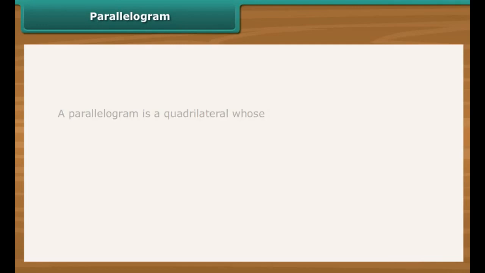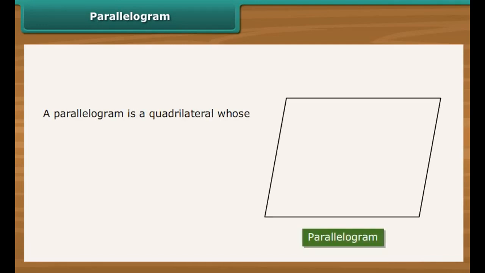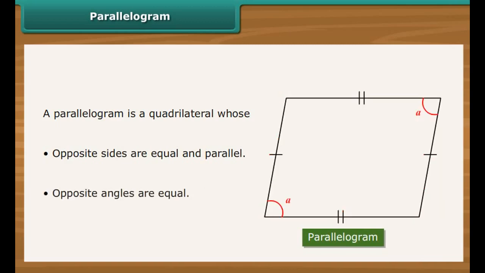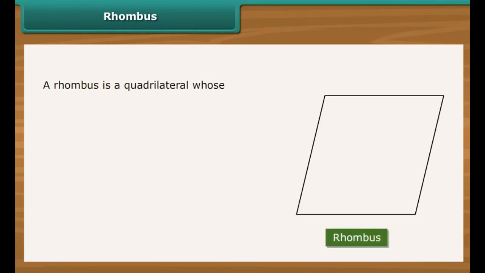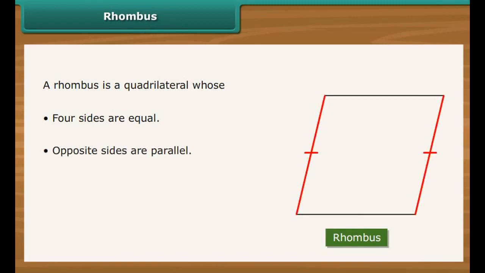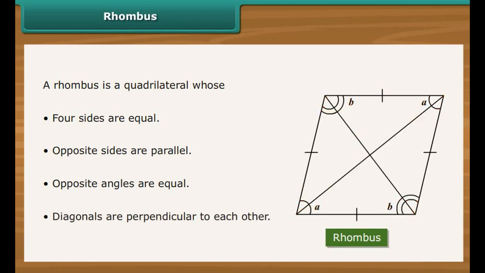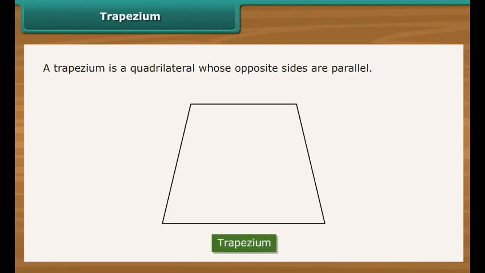Parallelogram. A parallelogram is a quadrilateral whose opposite sides are equal and parallel, whose opposite angles are equal. Rhombus. A rhombus is a quadrilateral whose four sides are equal, opposite sides are parallel, opposite angles are equal, diagonals are perpendicular to each other. Trapezium. A trapezium is a quadrilateral whose opposite sides are parallel.